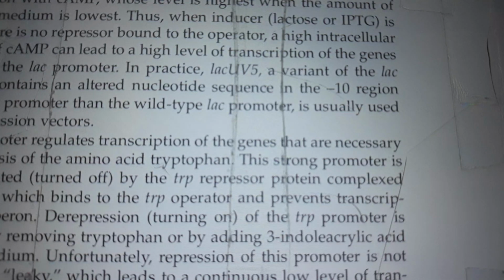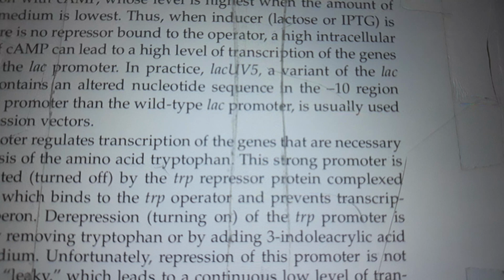The affinity of CAP for its binding site on the DNA is enhanced by its association with cAMP, whose level is highest when the amount of glucose in the medium is lowest. Thus, when the inducer lactose or IPTG is present and there is no repressor bound to the operator, a high intracellular concentration of cAMP can lead to a high level of transcription of the genes downstream of the lac promoter.